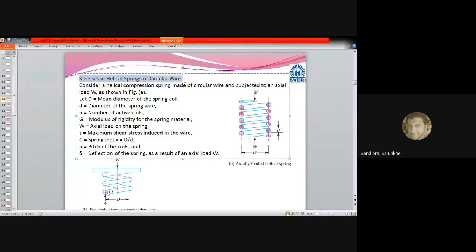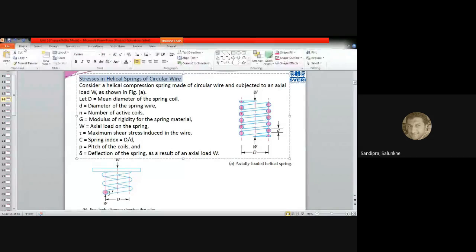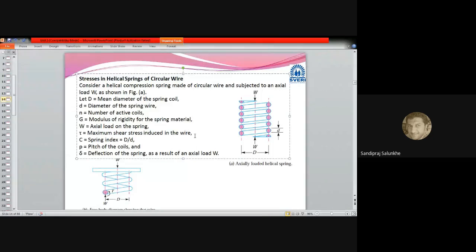Now how to calculate the stress in that spring. The stress in a helical spring of circular wire, the cross section of that wire we are going to consider as a circular cross section, that we will try to calculate. First of all we will find which type of stresses will be induced in that wire, and later on we will find out its mathematical derivation.